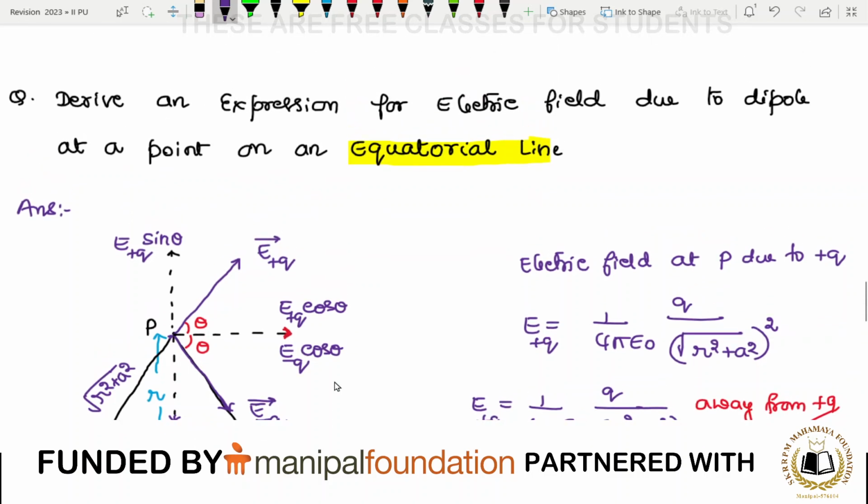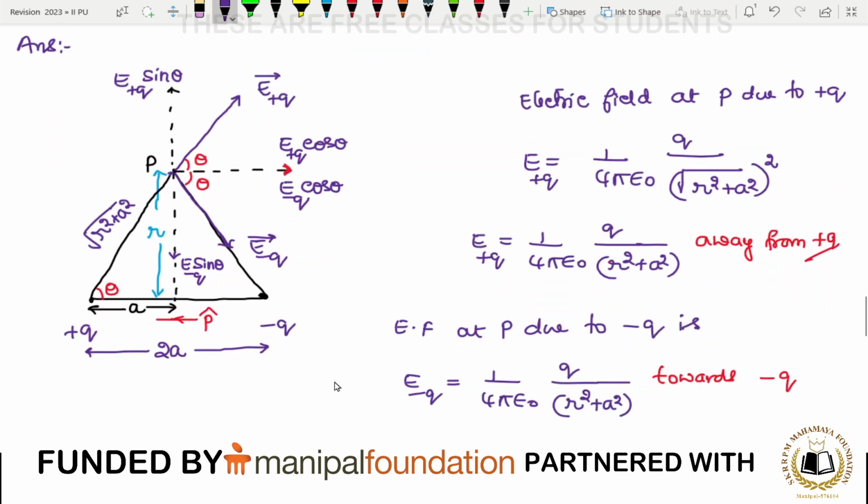Derive an expression for electric field due to dipole at a point on an equatorial line. Okay, so we have taken one dipole, positive charge here, negative charge here, separated by distance 2a. So this is the equatorial line. At point P, we want to calculate electric field. So what is equatorial line? Line passing through the midpoint and perpendicular to the axial line. That is called the equatorial line.